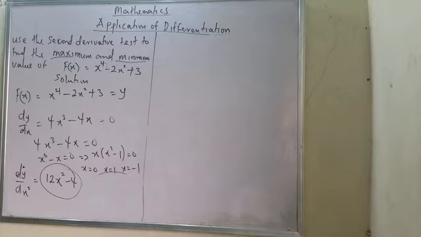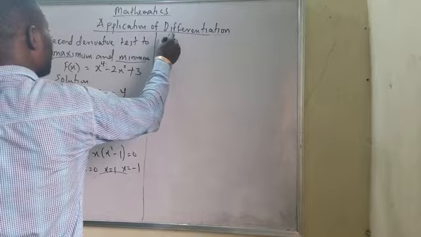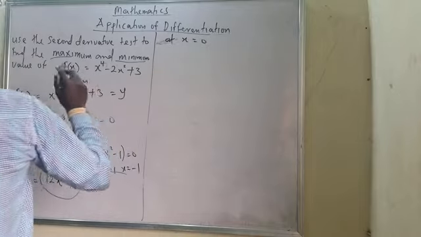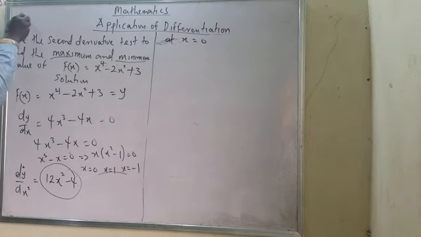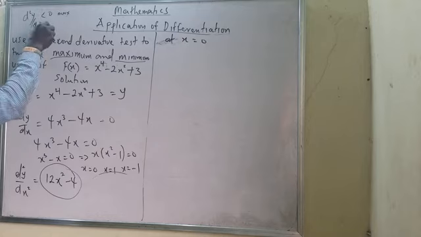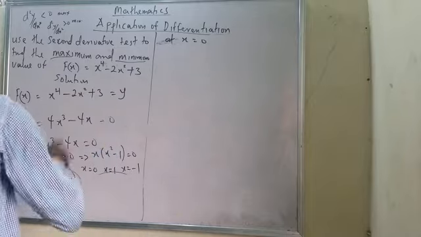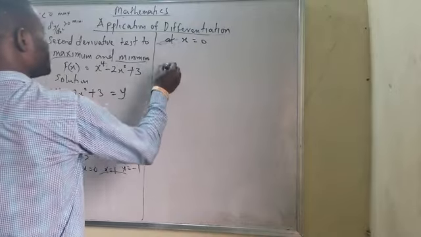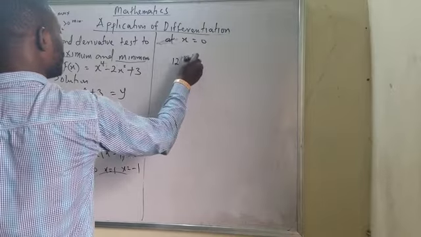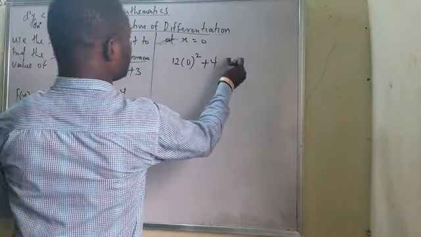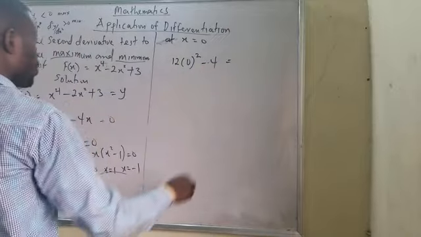It means I must test by the critical values. When x equals 0, don't forget that I stated earlier that d squared y over dx squared less than 0 is a maximum, and greater than 0 is a minimum. So I will be having 12 times 0 squared minus 4, which is minus 4.